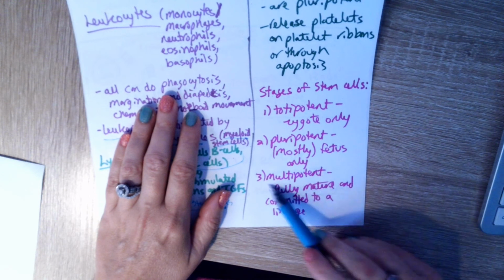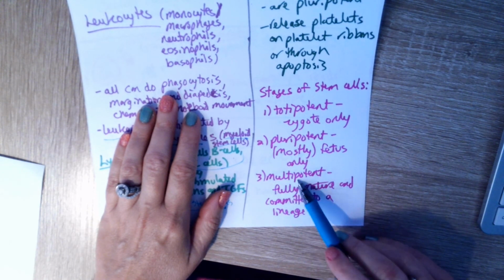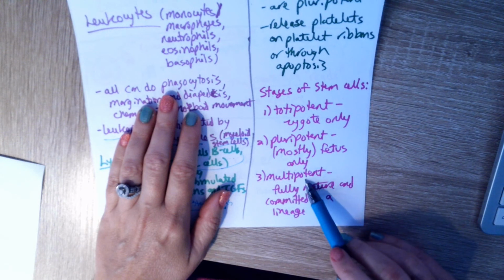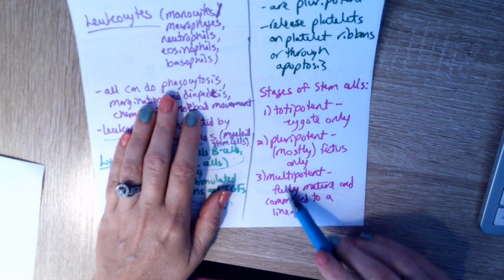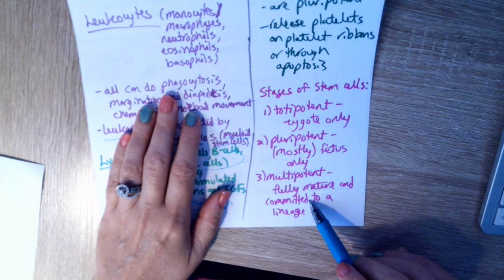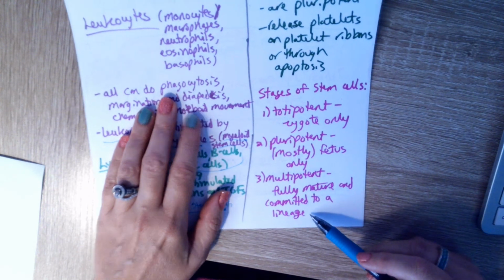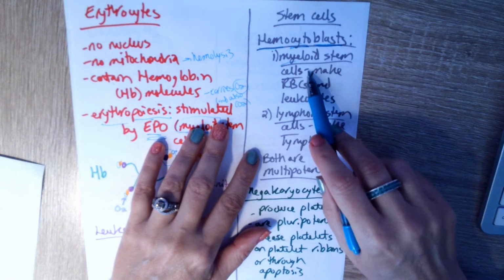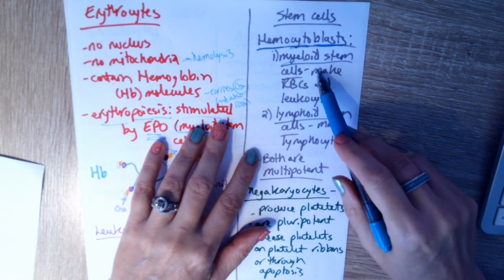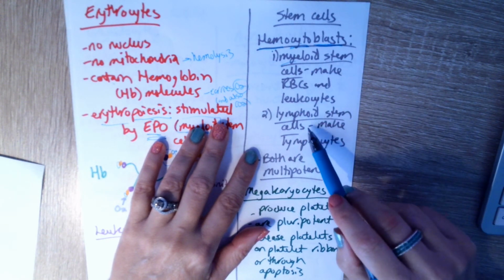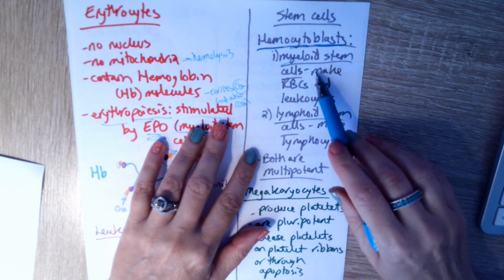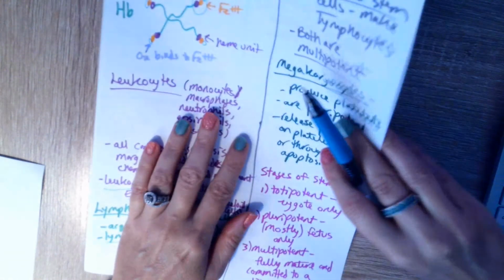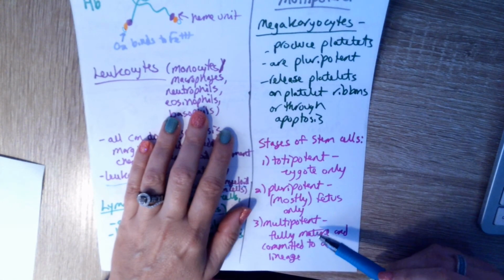So we'll see, for example, once you're born, most of your cells will become multipotent stem cells. They are completely mature, they're completely committed to the lineage, which means that if they are going to be a myeloid stem cell, that is all they're going to do. They can't just be like, no, I want to be a lymphoid stem cell now, and start making lymphocytes instead. They're completely committed to this particular lineage. That's what I mean by being committed to a lineage.